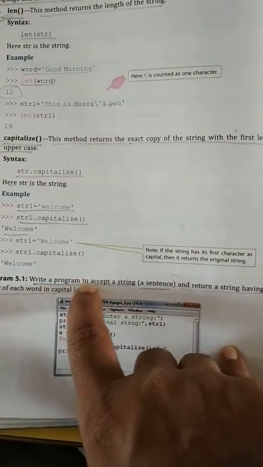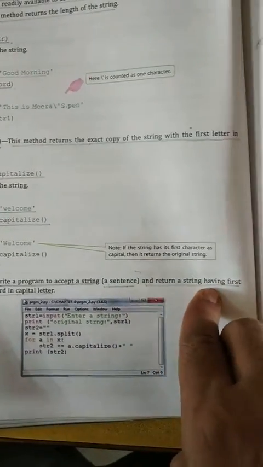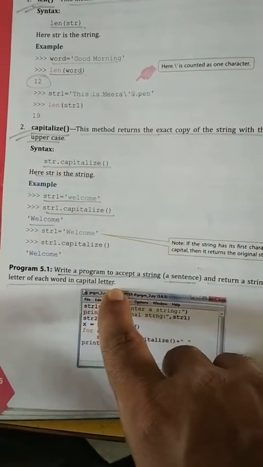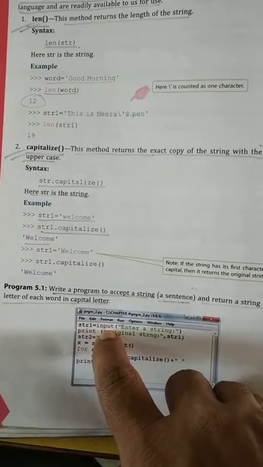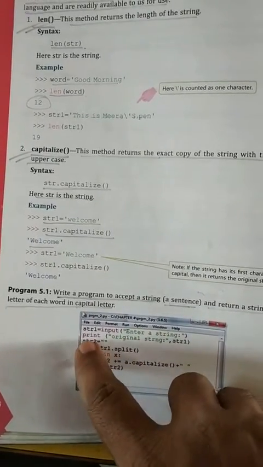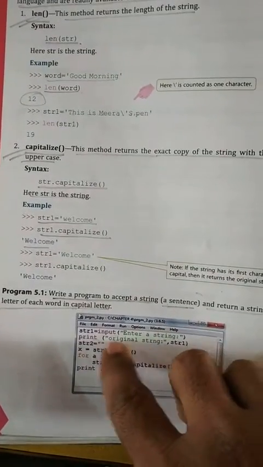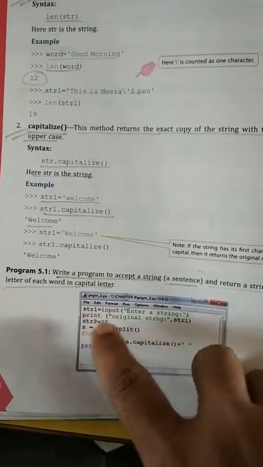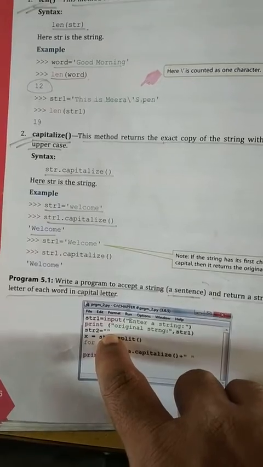See, write a program to accept a string, a sentence, and return the string having the first letter of each word in a capital letter. See, str1, this is the variable. Using the input method, enter a string, I have taken a string. Print original string, I have printed the original string. What is the original string? str1. So I have passed here str1, it will be printed. Then str2, another variable is taken but it is empty.